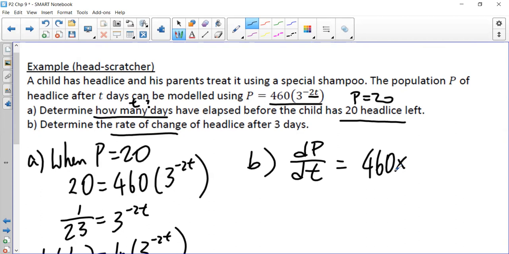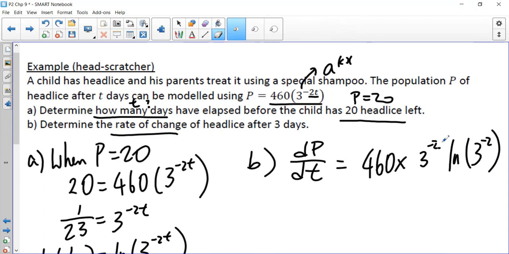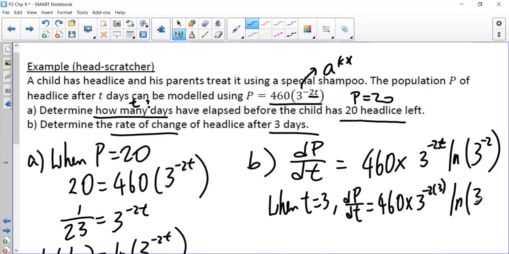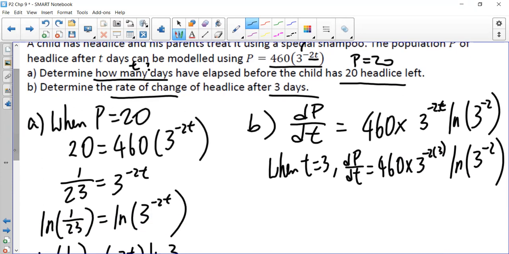So 3 to the power of -2t is the same as a to the power of kx. The derivative is k times a to the power of kx times ln a. By the way, it's not x, it's t. It's up to you whether you want to simplify it. I probably wouldn't. When t equals 3, just plug it in the calculator. So dP by dt equals 460 times 3 to the power of -2 times 3, times ln 3, times -2. Just plug the whole thing in the calculator. I suggest you try it with me, and you should get -1.39.